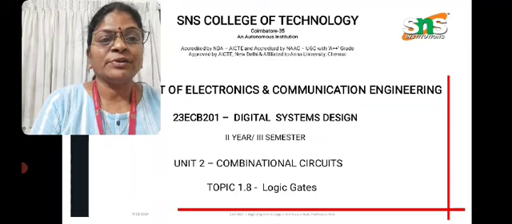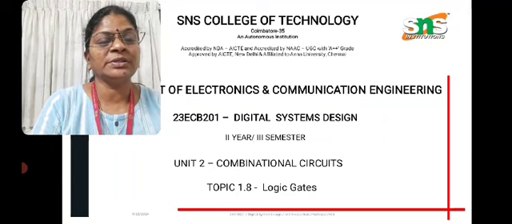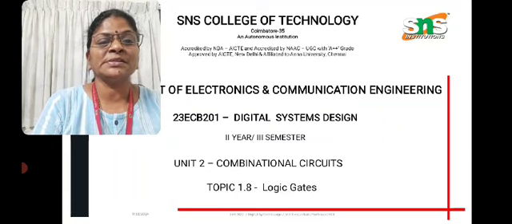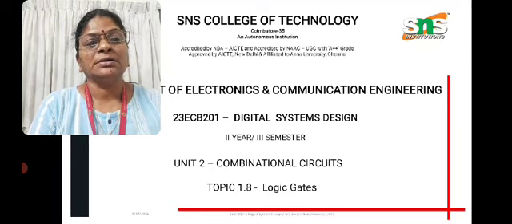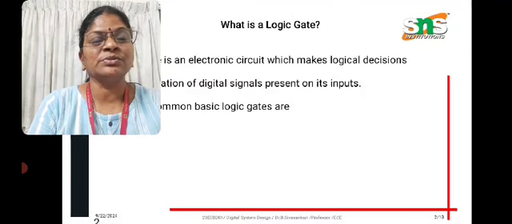The examples for combinational circuits are adders, subtractors, multiplexers, demultiplexers, encoders, decoders, etc. And for sequential circuits, all memory devices like flip-flops, registers, counters. Hope you are clear with combinational circuits and sequential circuits.